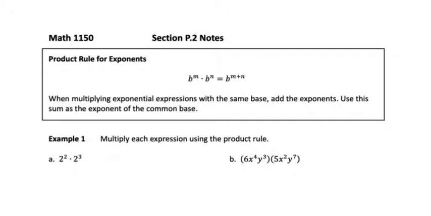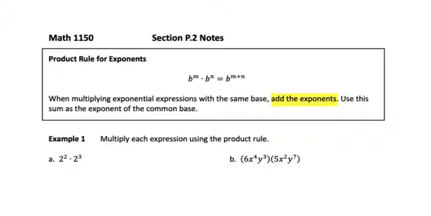In this video, we're looking at section P2, and the first thing we're going to look at is the product rule for exponents. The product rule states that when we're multiplying exponential expressions and they have the same base, we can add the exponents. It only works if they have the same base, and then our base does not change.